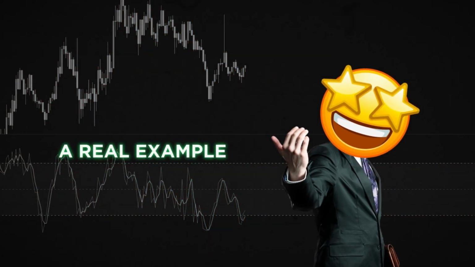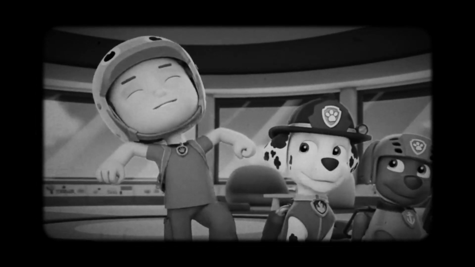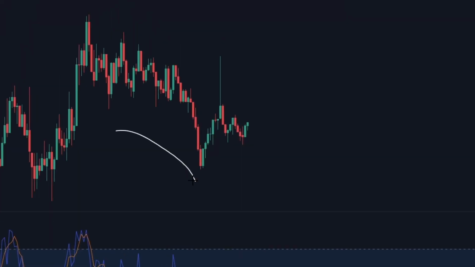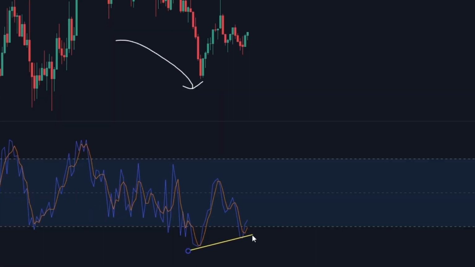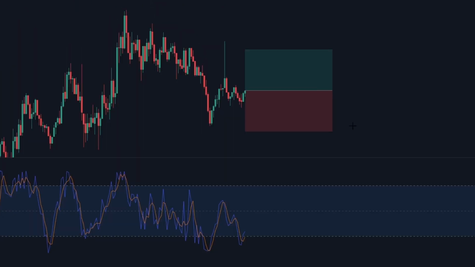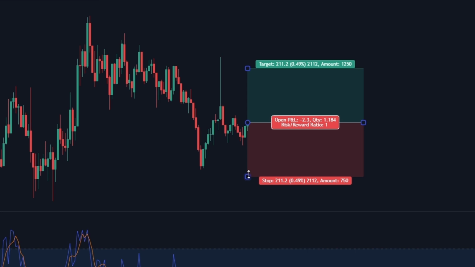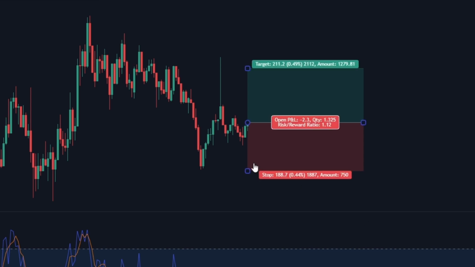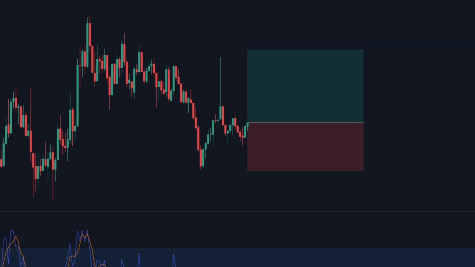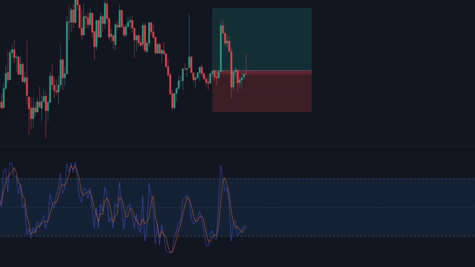Now let's see a real example on the Bitcoin USD chart. Currently, the price is falling. However, when we look at the stochastic indicator, there's a bullish divergence indicating a trend reversal to an uptrend. Now is the right time to buy. You can set your stop loss at the last swing low, and set the take profit at 1 to 1.5 times the value of the stop loss. As expected, the price touches our take profit point.